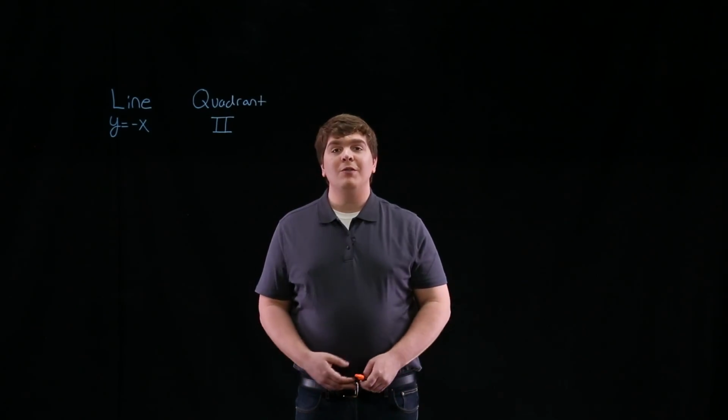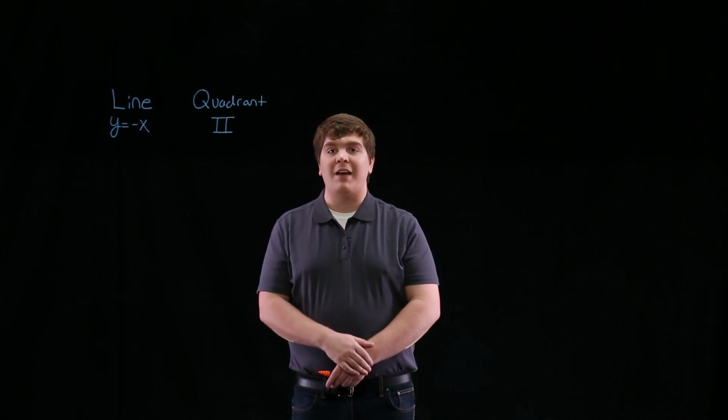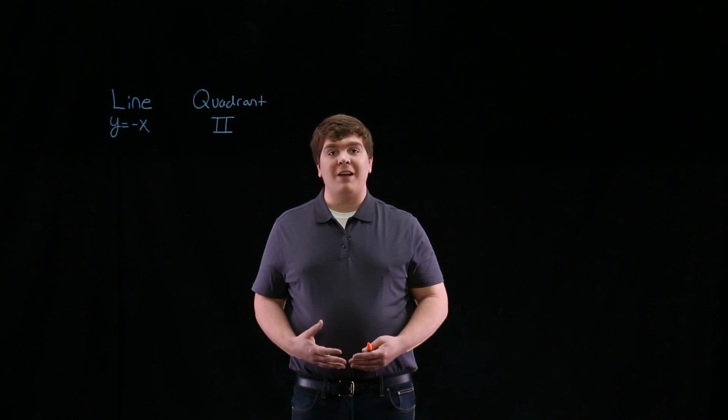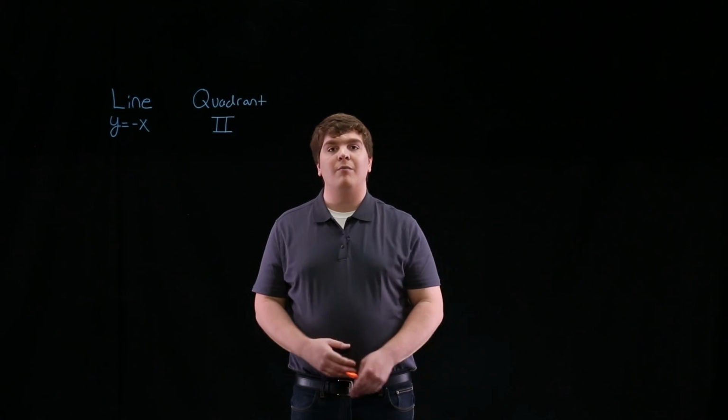For this problem, we're told that the terminal side of an angle theta lies on the line y equals negative x, and we're asked to find the exact values of the 6 trigonometric functions, knowing that the terminal side of our angle theta lies in quadrant 2.